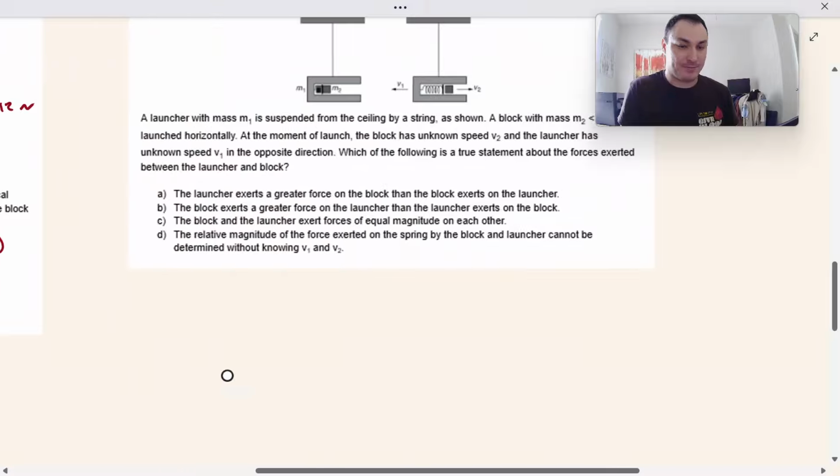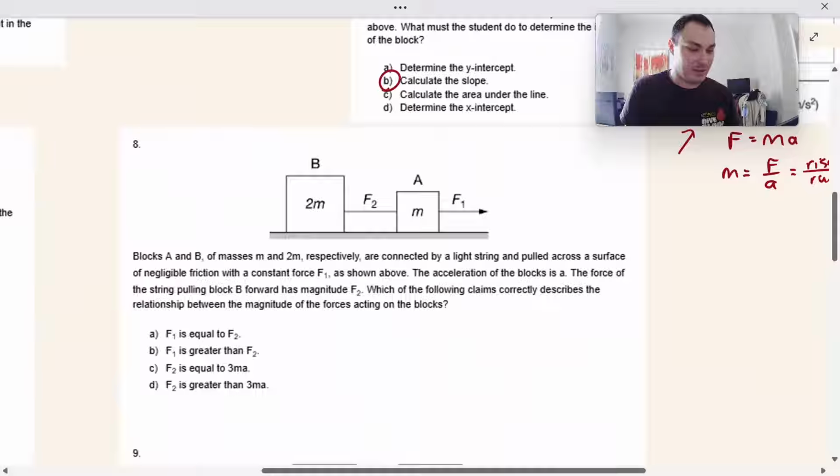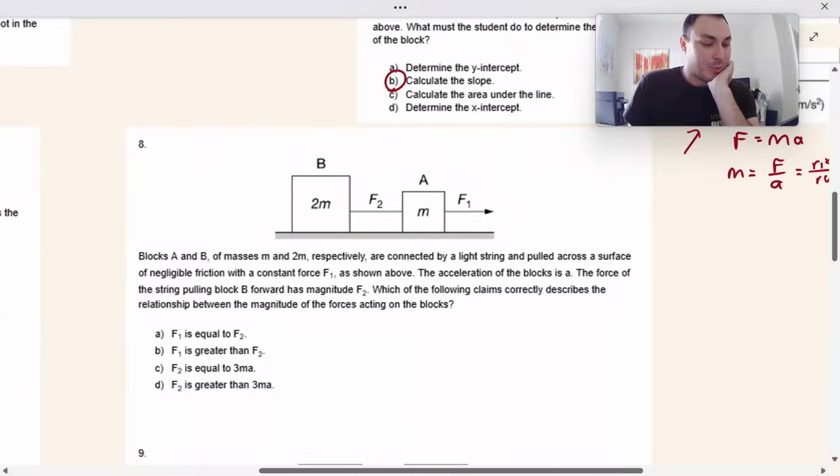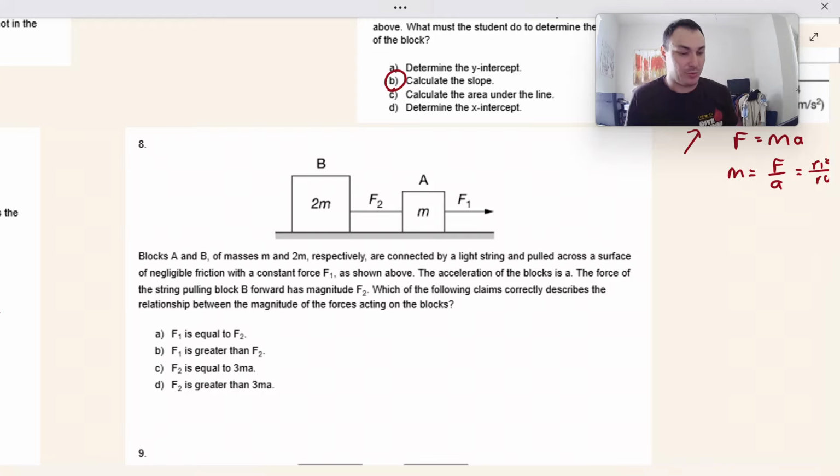All right, last page. Blocks A and B of masses m and 2m respectively are connected by a light string and pulled across a surface of negligible friction with a constant force of F1 as shown above. The acceleration of the block is a. The force on the string pulling block B forward has a magnitude of F2. Which of the following claims correctly describes the relationship between the magnitude of the forces acting on the blocks?